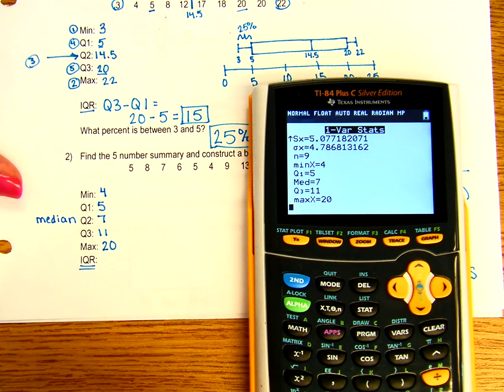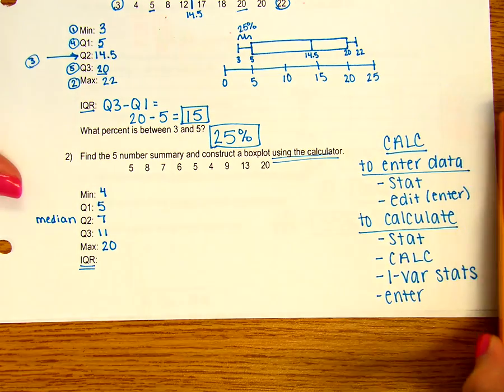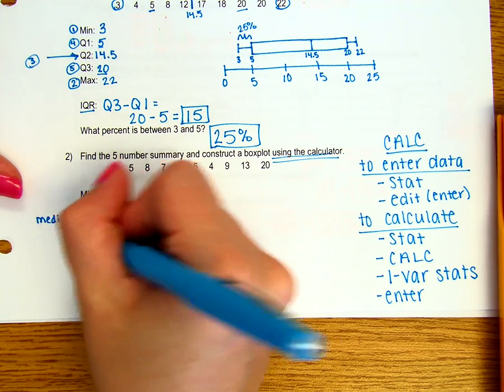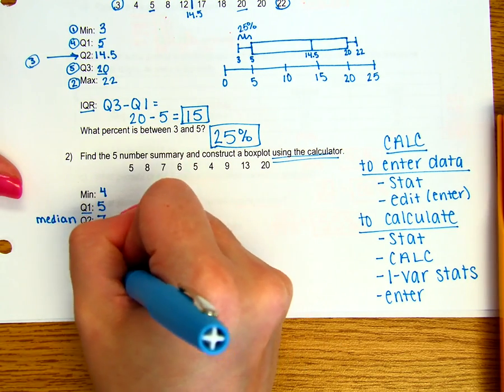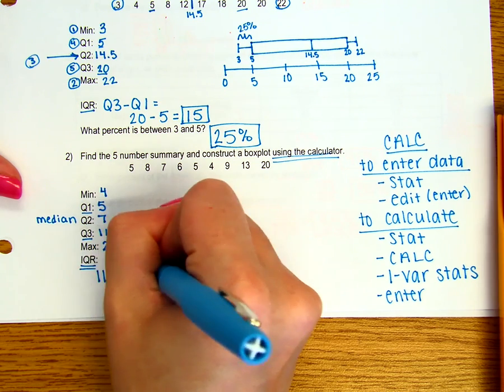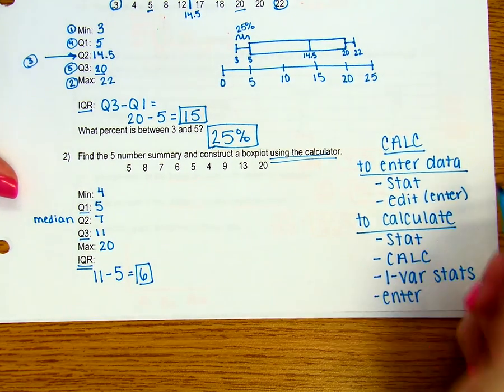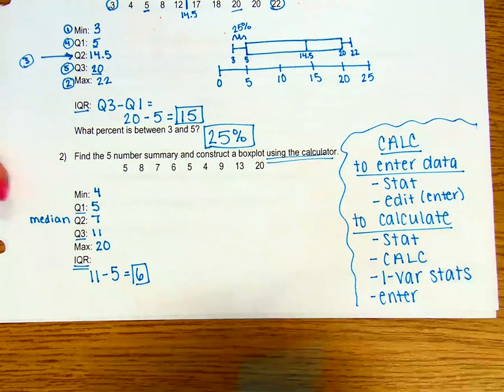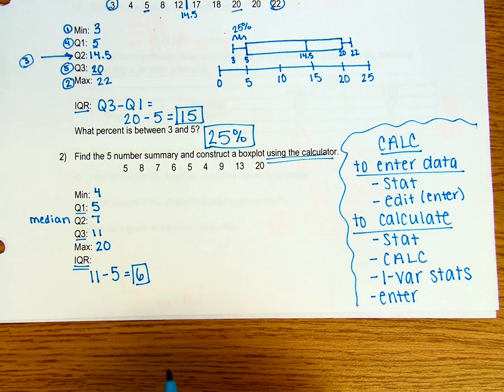The IQR is not given to you in the calculator. It's something you'll have to find on your own. If you want to go ahead and find that now, we can. IQR, Q3 minus Q1. So 11 minus 5 is 6. These are the functions in the calculator. Keep this close whenever you're using the calculator until you have them memorized.